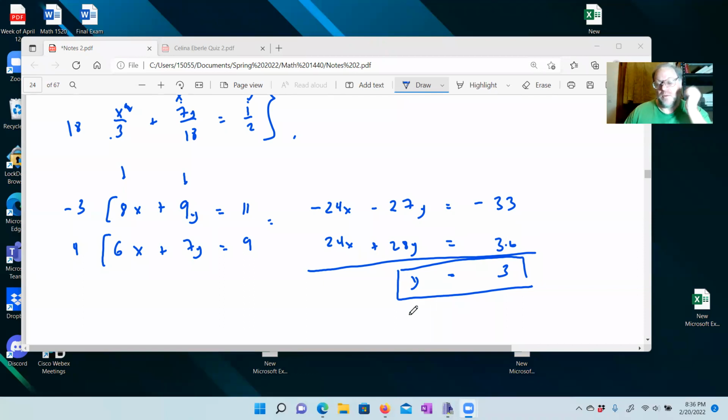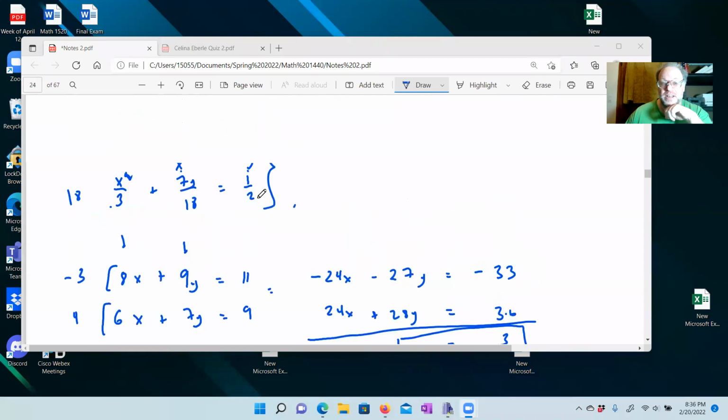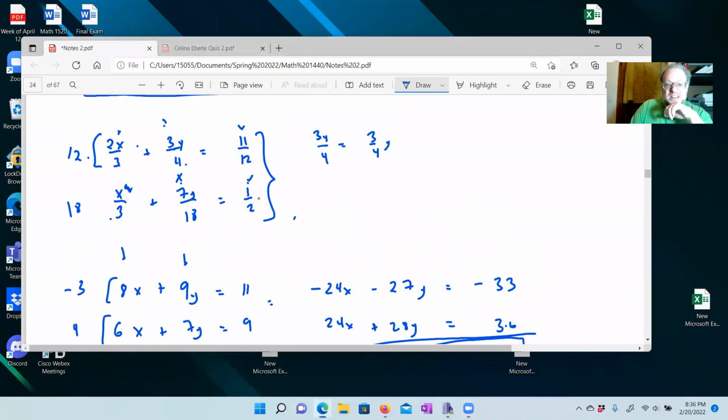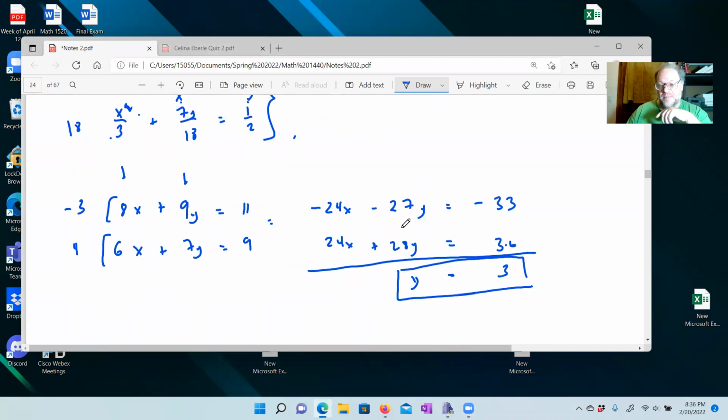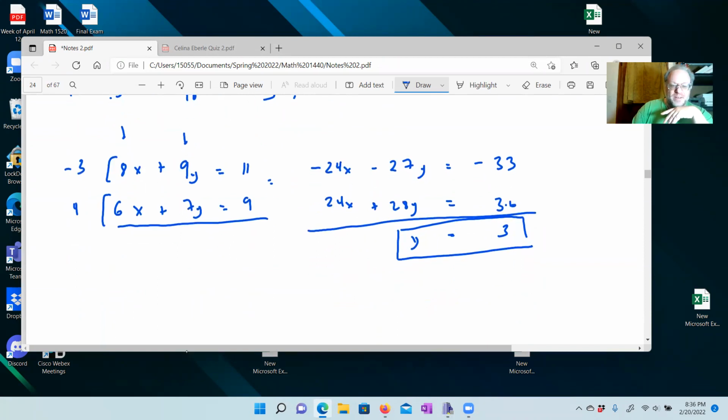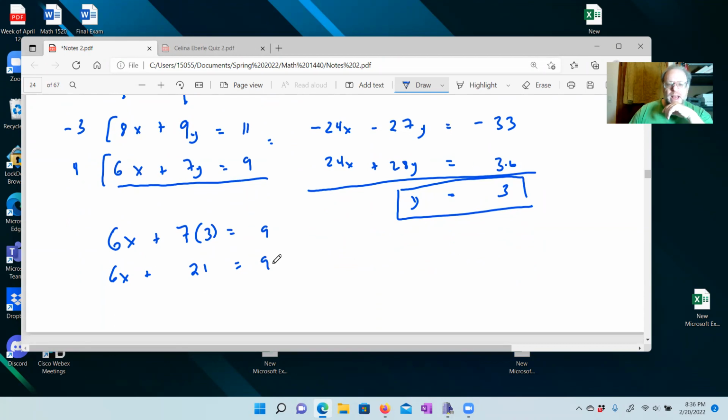Now, we know that y is equal to 3, and you can pick any equation from the beginning, all the manipulations you've done, all the way back to something that you're going to be happier with. I'm going to pick this one, because 7 times 3 is the easiest one I could do. So here we go. We have 6x plus 7 times 3, substituting this in, is equal to 9. So this is 6x plus 21 is equal to 9. I think we're going to end up with 6x is equal to negative 12.